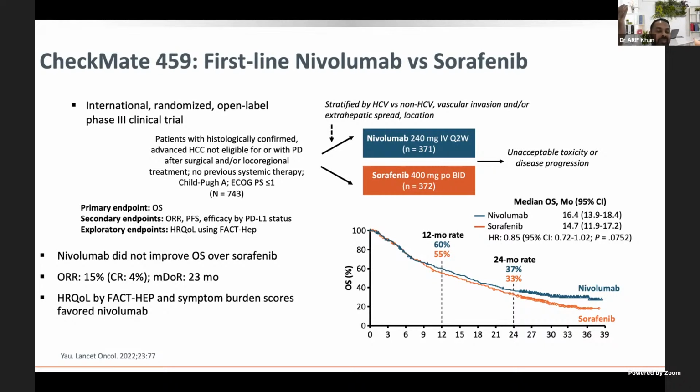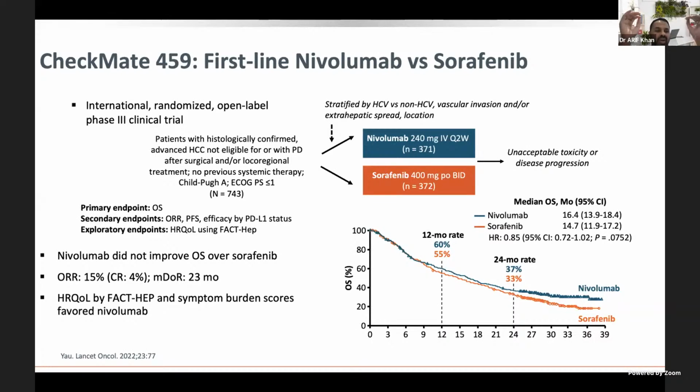It was a randomized phase 3 trial, nivolumab alone versus sorafenib in advanced HCC. The primary endpoint was overall survival. It did not improve the overall survival, though there was a numerical improvement there. The hazard ratios were not significant. The p-values were not significant. Statistically, we can say a negative study.